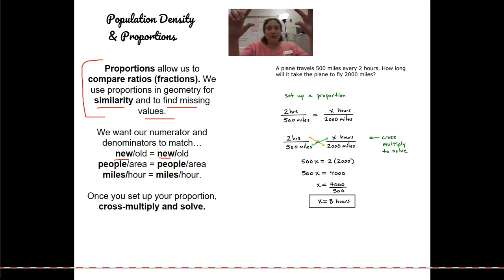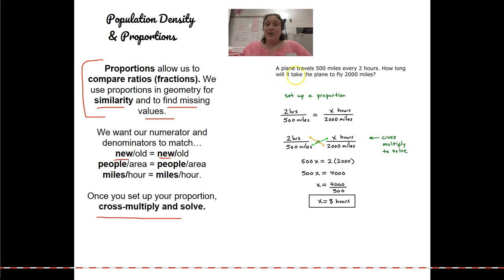Here we'd have people over area, miles over hour. We would never have miles here and then hour up here. You wouldn't have miles per hour and then hours per mile. That'd be going very slowly. So you got to make sure you keep it the same. Whatever's on the top, it's on the top for both of the fractions, and then same on the bottom. Then once you set it up, all we're doing is cross multiplying.